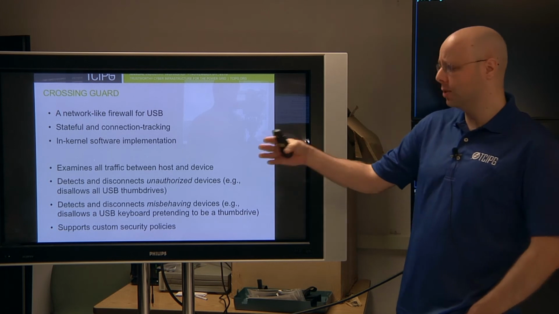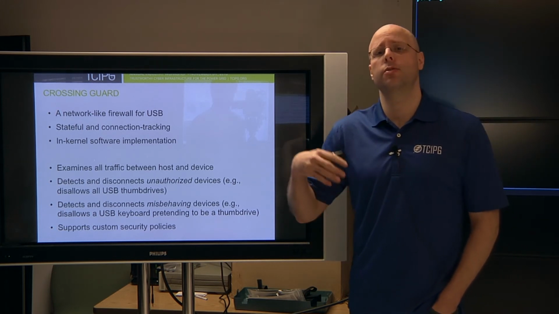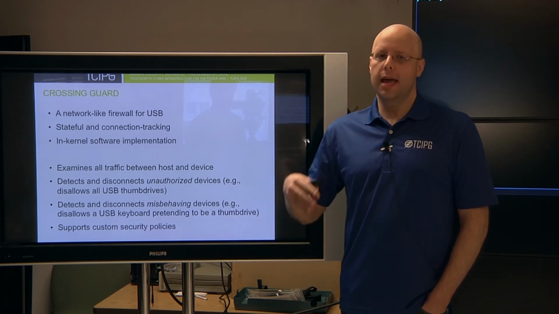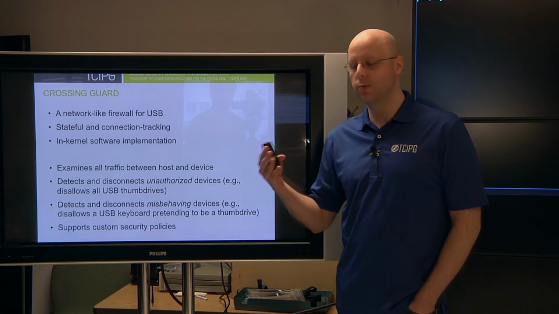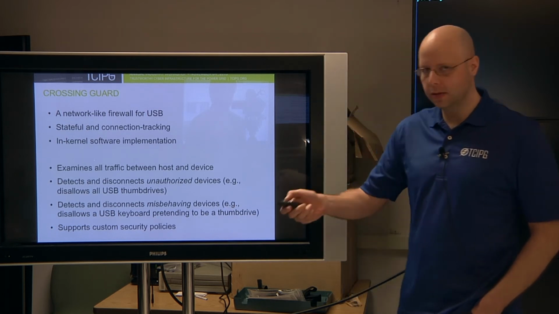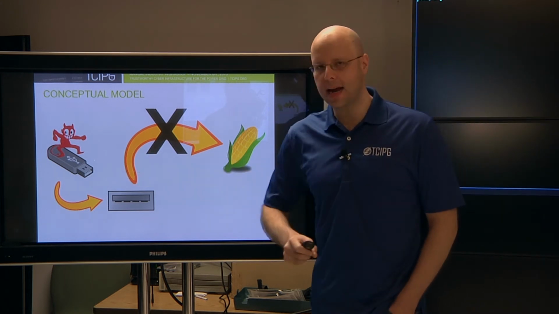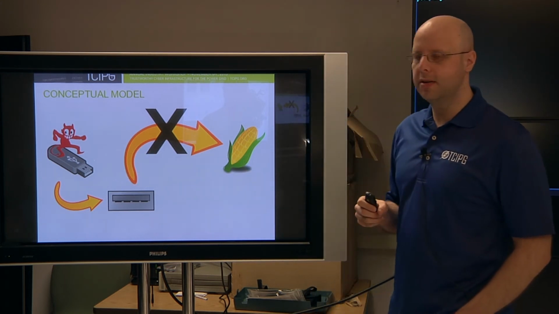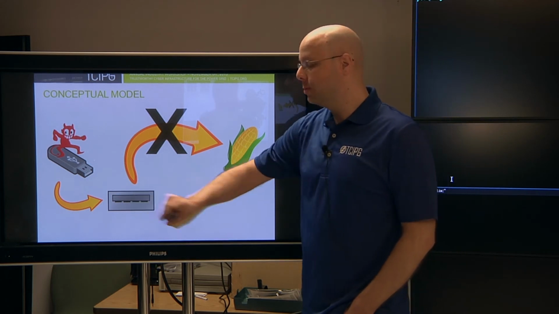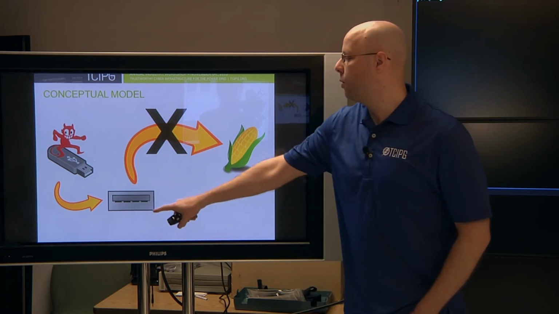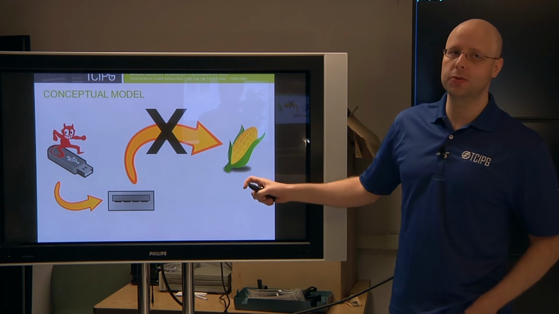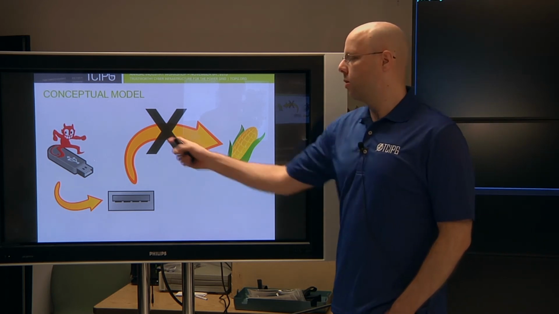And additionally, this supports further custom security policies regarding specific types of devices and particular actions to take when rules are matched. All right, so let's see how it works. The conceptual model is we have this nefarious attacker who has this malicious USB device. They plug it into a USB port on the machine. And before that attack can actually get to the operating system core, the kernel, Crossing Guard stops it.